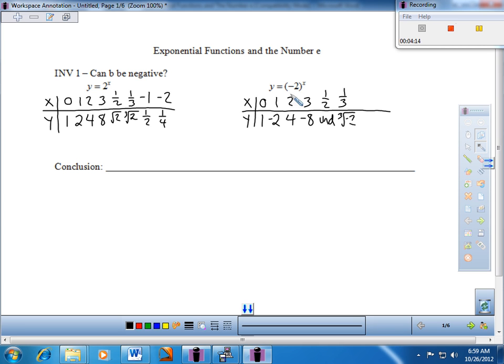And so that's what I'm going to write right up here. So b can't be negative in a continuous, and that's the key word I think for this, exponential function.